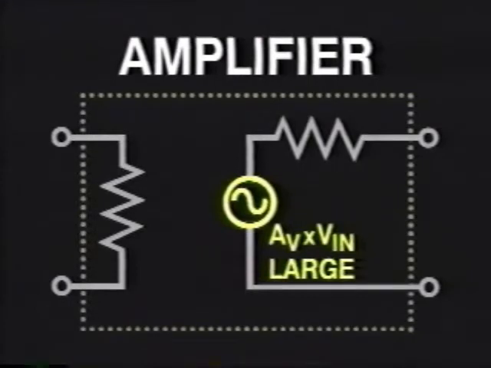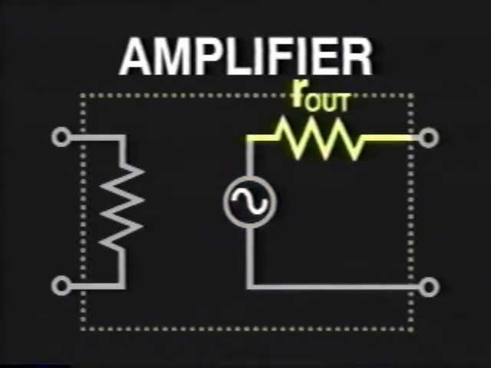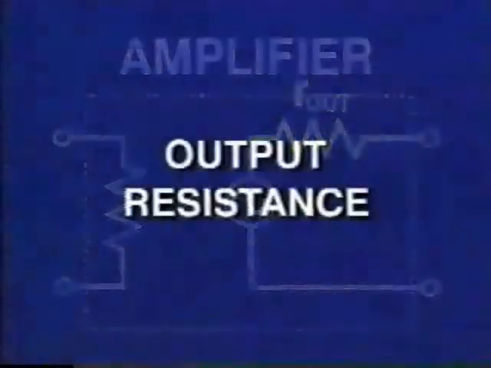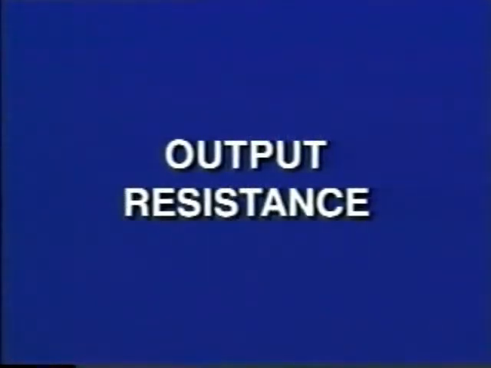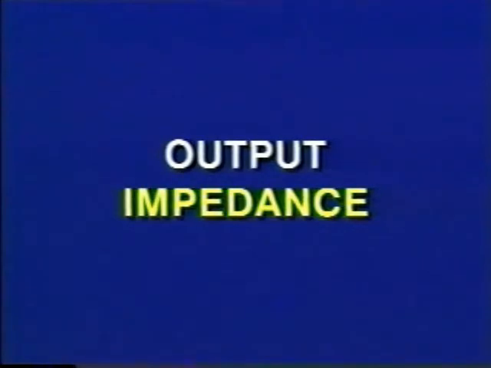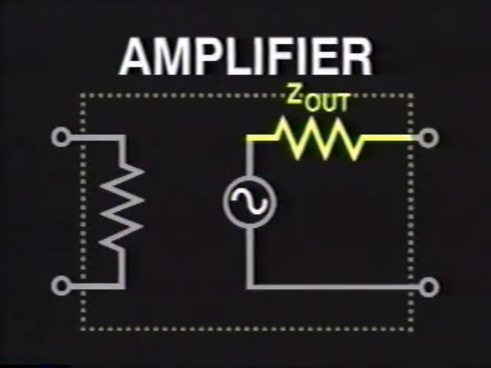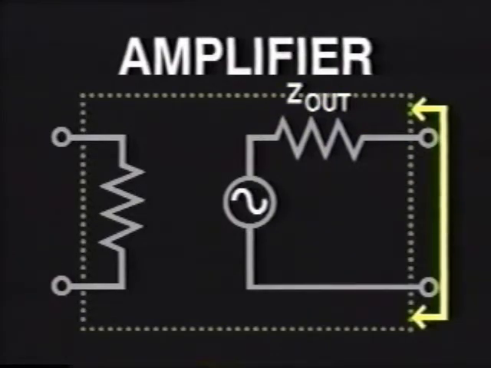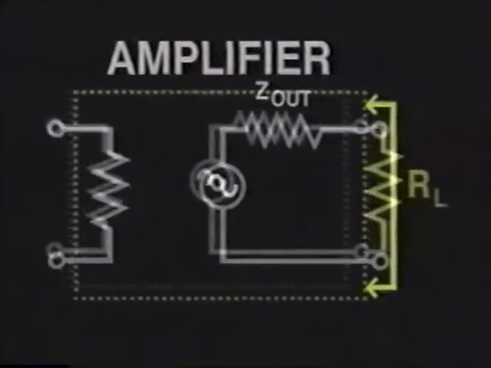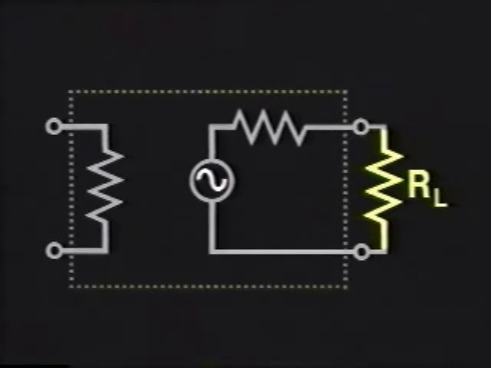The last basic quantity to get acquainted with on the amplifier model is the output resistance, Rout. Output resistance is also referred to as output impedance, Zout. This is the equivalent resistance seen looking back into the amplifier's output terminal. The importance of the output resistance lies in the ability of the amplifier to deliver a signal to a load designated RL.